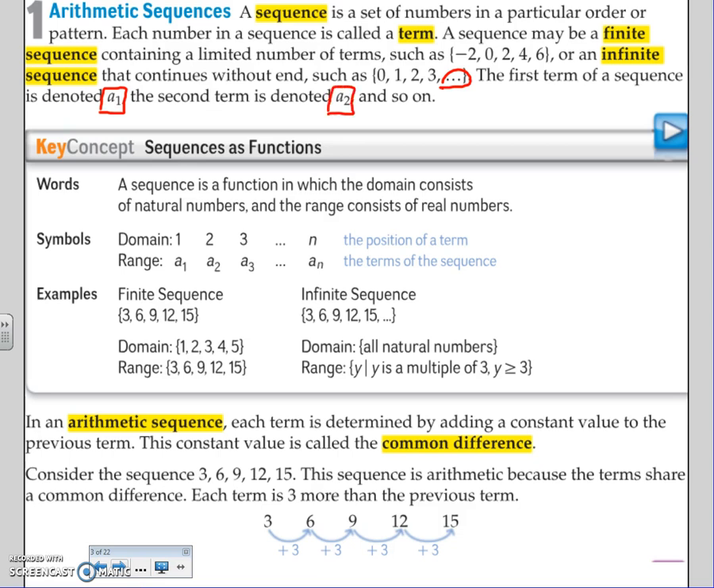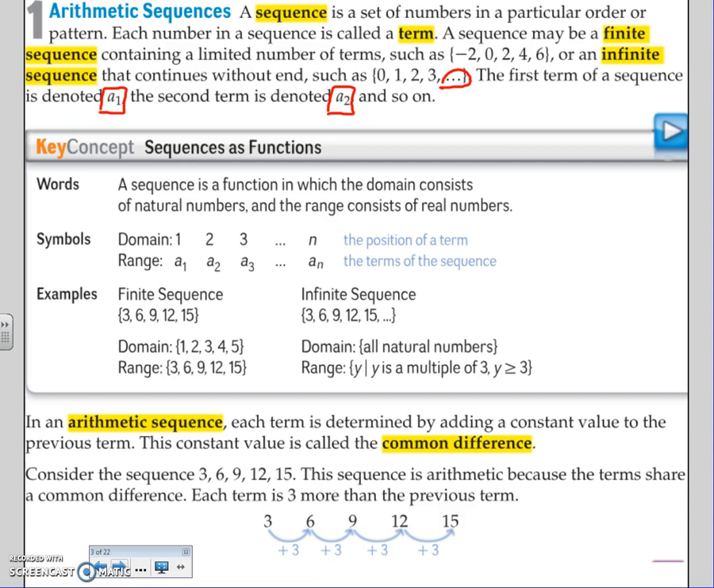Here are some words and the key concepts. A sequence is a function where the domain is the natural numbers and the range is the real numbers. The domain can be the position of the terms: the first number, second number, third number, fourth number, and so on. And then the range will be the value of that number. So a sub 1, whatever that is, a sub 2, a sub 3.